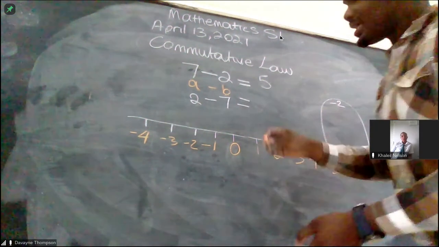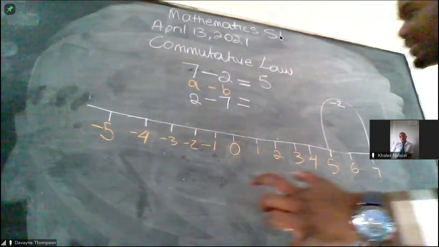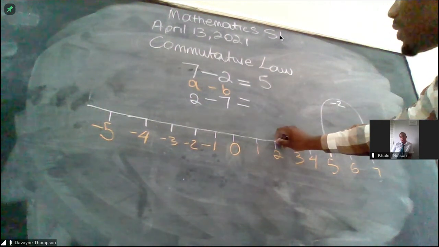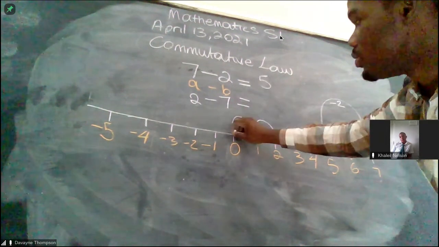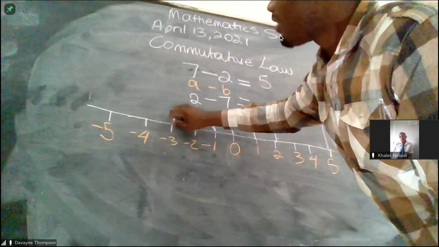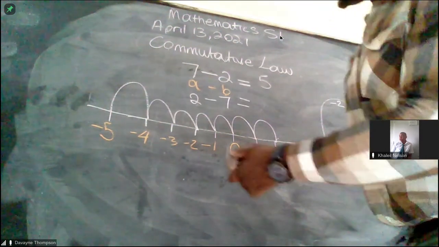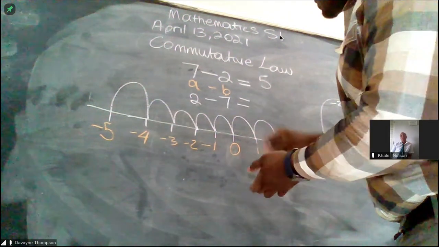So let's extend our number line, and let's go to minus 5. And let's see what our answer would be. Everybody look at this for me now. If I am at position 2 and I subtract 7, I go 1, 2, 3, 4, 5, 6, 7. That means the answer is minus 5. Everybody see that?